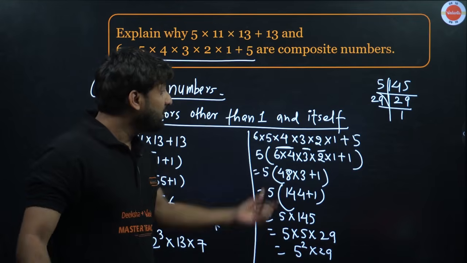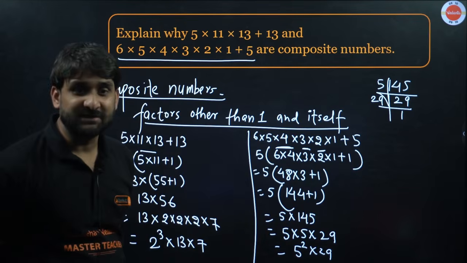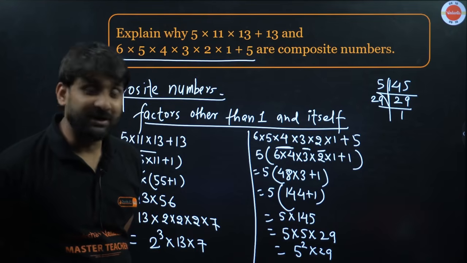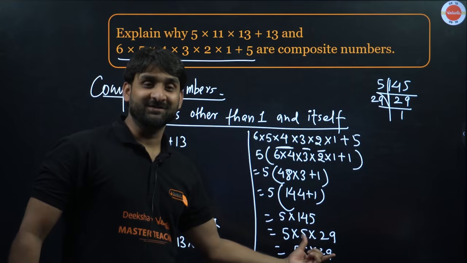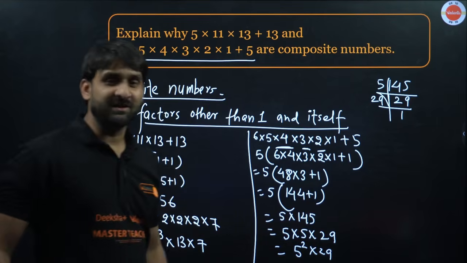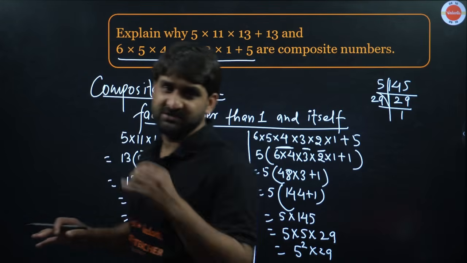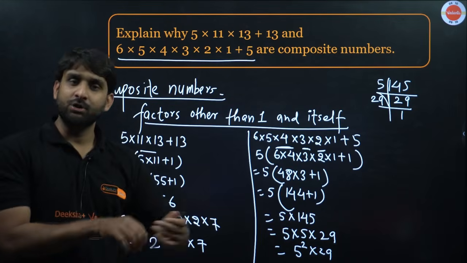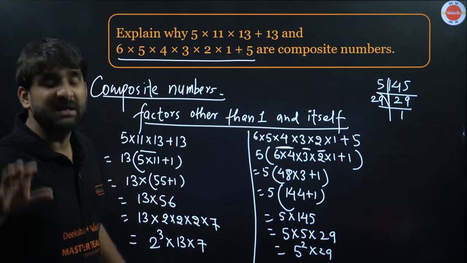Now if I ask you how many factors this number has, so 5 and 29 as factors. 5 and 29. So this number has so many factors. Apart from this whole number, two more factors are there. So both are composite numbers. I hope you have understood the concept, my dear champion. Is it clear to all?